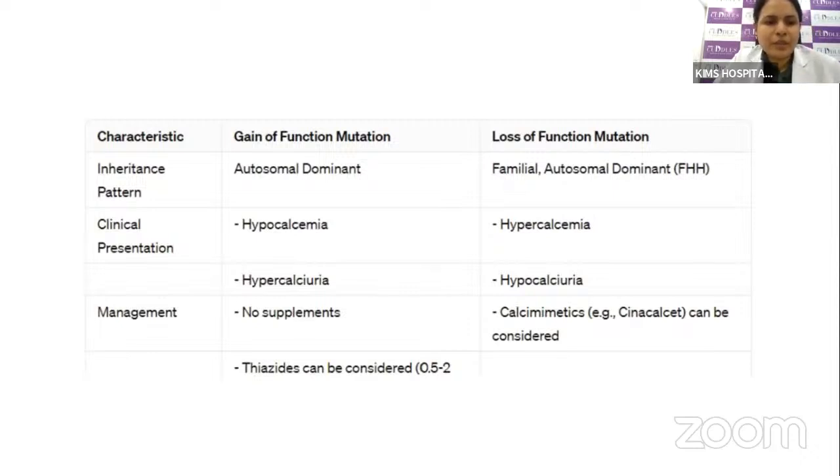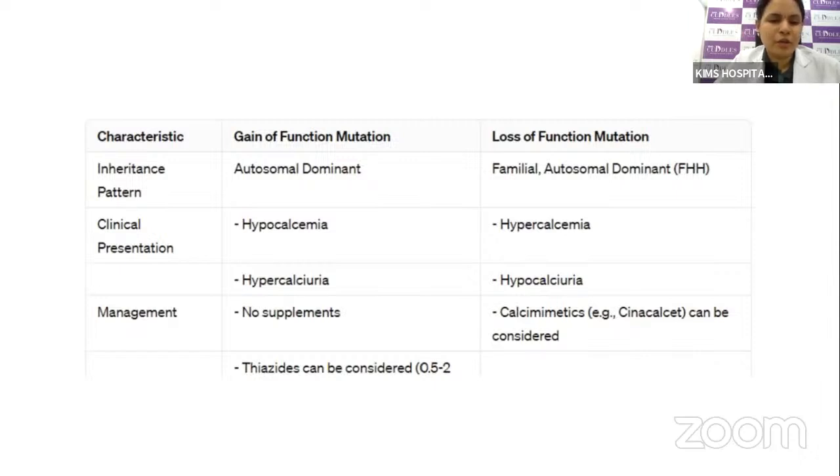When there is an autosomal dominantly inherited gain of function mutation of the calcium sensing receptor, then the clinical presentation can be in the form of hypocalcemia. This is because the calcium sensing receptor can become hyperactive, leading to suppression of the PTH function. There can also be hypercalciuria in this condition.